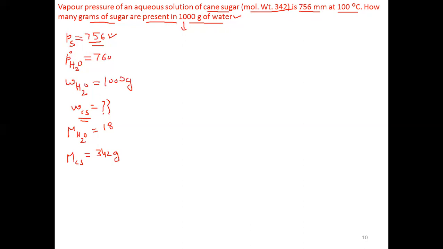That gives the lowering of vapor pressure of solution equal to 756. Now as cane sugar is non-volatile, again we can write that the vapor pressure of solution is equal to the vapor pressure due to cane sugar plus the vapor pressure due to solvent. The solvent is water. Now the cane sugar is non-volatile, so its contribution is 0. So we can write P_S is equal to P water. The vapor pressure of solution is because of the vapor pressure of solvent.